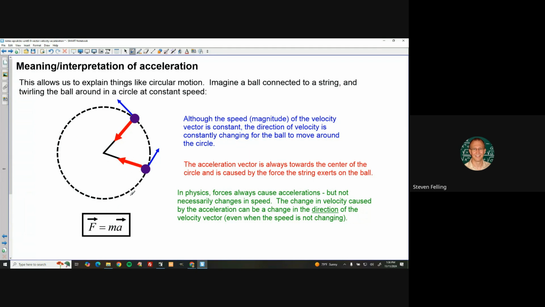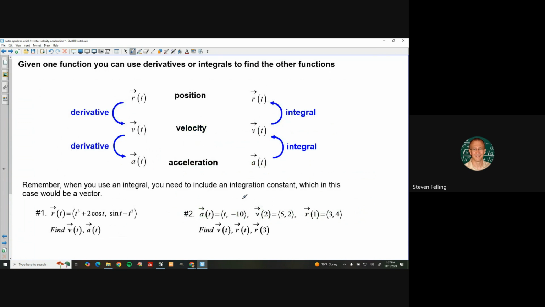So that force is causing a change in the acceleration vector's direction, even though the velocity is staying constant. Right? So in physics, forces always cause accelerations, but they don't necessarily cause changes in speed. What might be changing from the force is simply the direction that the object is moving, like in the case of orbits, right, for planets.